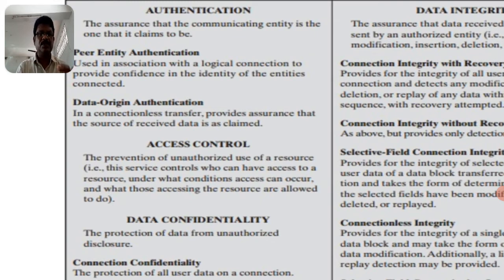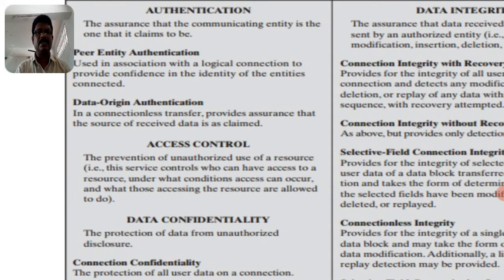That's why it is used in association with a logical connection to provide confidence in the identity of the entities connected. Whatever entities are connected in this network, the connection may be logical. This logical representation means they should communicate and transmit messages to each other with the help of authentication. So peer entity authentication is one of the authentication security services.